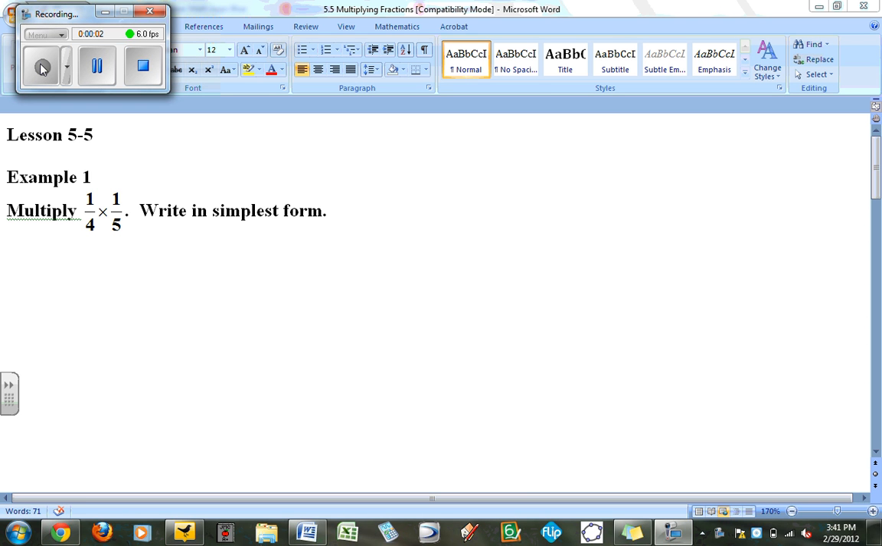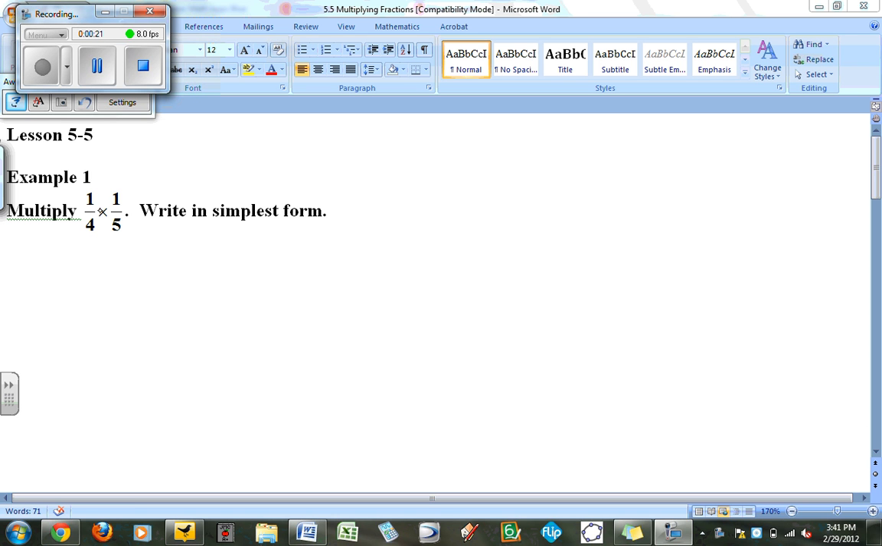Section 5.5 is talking about multiplying fractions. And to multiply fractions, it's actually a very easy task. All we're going to do is multiply the numerator by the numerator and the denominator by the denominator. If you don't know what those are, very simply, we're going to multiply the top times the top and the bottom times the bottom.